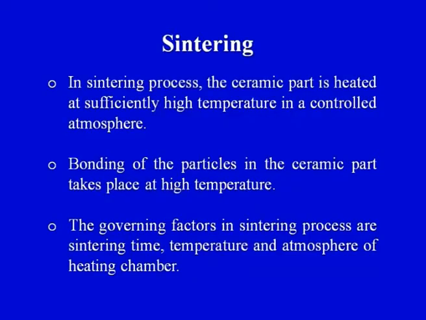Now, let us see the important points that are mentioned on the screen. Point number 1. In sintering process, the ceramic part is heated at sufficiently high temperature in a controlled atmosphere. So, 2 important process variables have been highlighted in this particular point, that is the temperature and the controlled atmosphere. So, sintering is done at a sufficiently high temperature. So, it is a high temperature process, that is point 1 to be highlighted. Point number 2, that it is done under the controlled atmosphere.